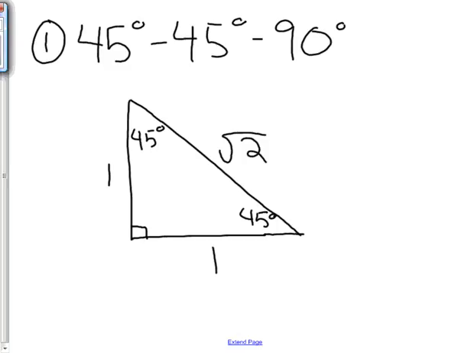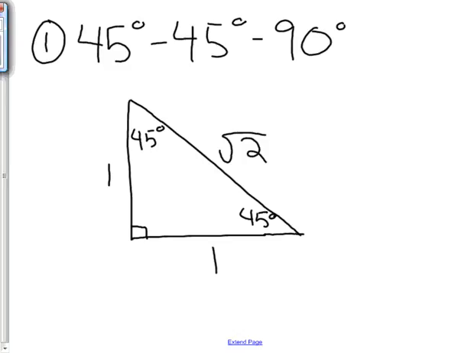No, we times it by root 2. If this is 4 right here, we times this side by root 2 to get it. So this would be 4 root 2. That's just the ratio. You always times it by root 2. And that's how you do a 45, 45, 90 triangle.